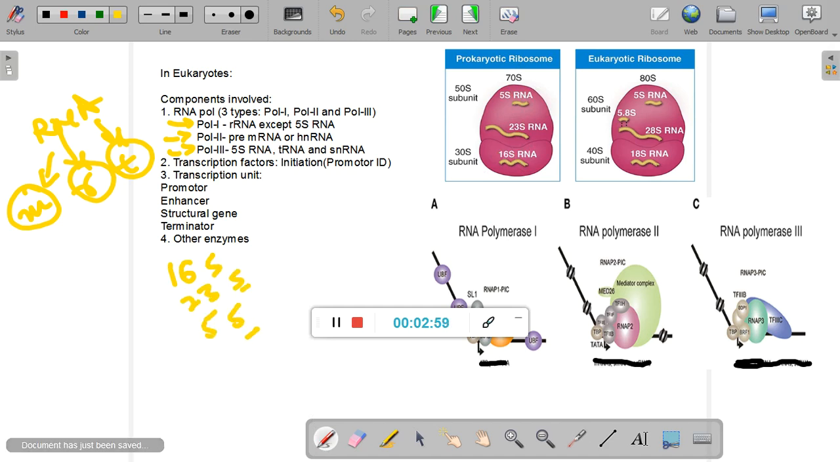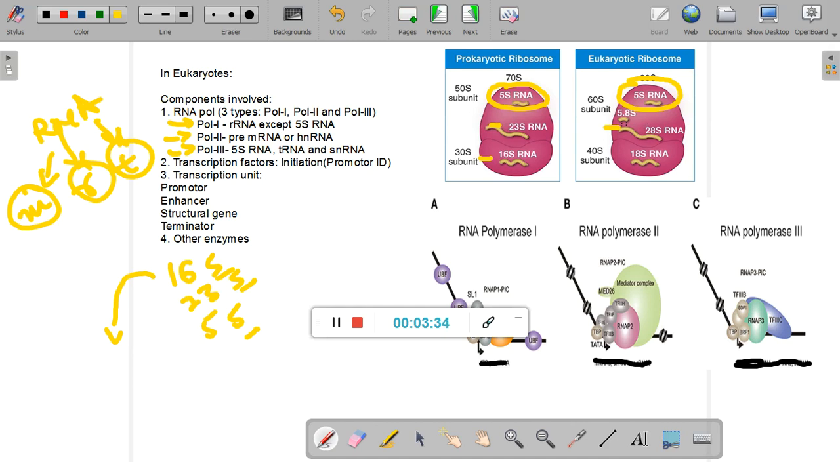Now what is this S? S is known as the Svedberg unit, and it tells us the speed at which something sediments. So this is basically a value which tells us how fast or how slow a particular molecule sediments down. What is important for us to know here is that the prokaryotic ribosome is made up of 5S RNA, 23S, and 16S RNA. The eukaryotic ribosome is made up of 5S RNA, the same as here, and then 5.8S RNA, which is not present in prokaryotes, and 28S RNA, and here we had 23S.